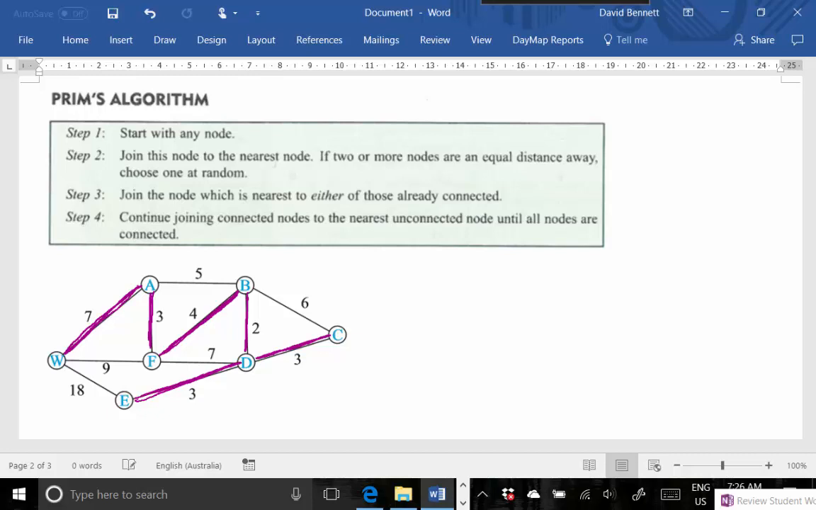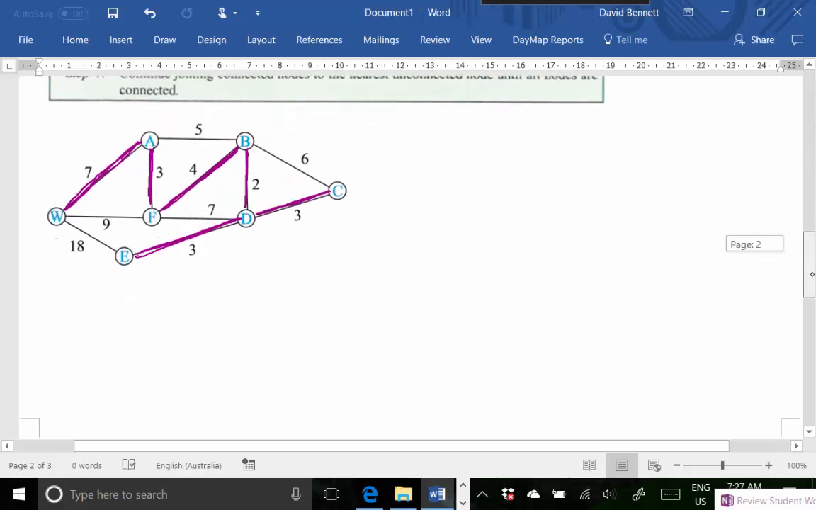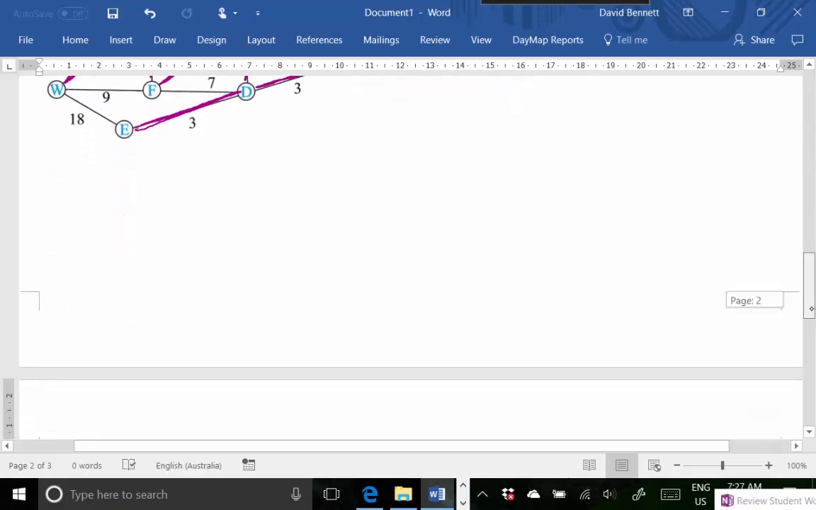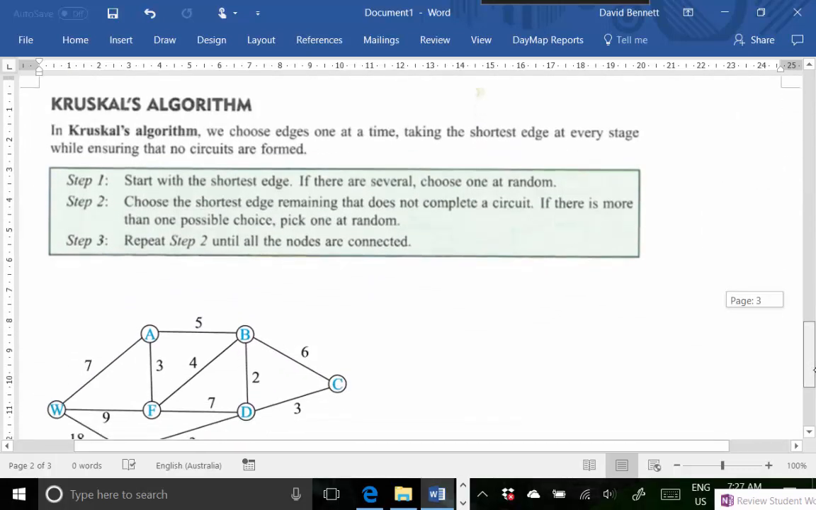Alright, so that's what I've done, is I've started with any particular point and I've just chosen the shortest way to get from one node to the next node. So you can see that is our shortest path. That's using the Prim's technique. Alright, so we'll come down to the second technique down here, and that's called Kruskal's.